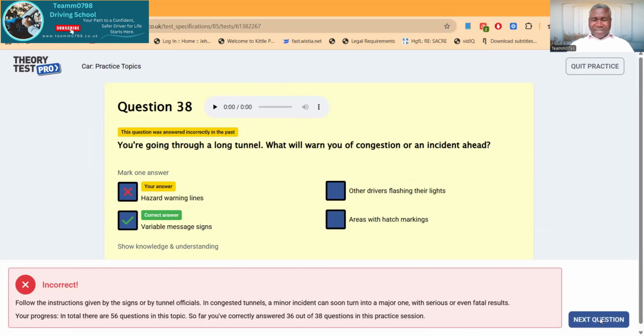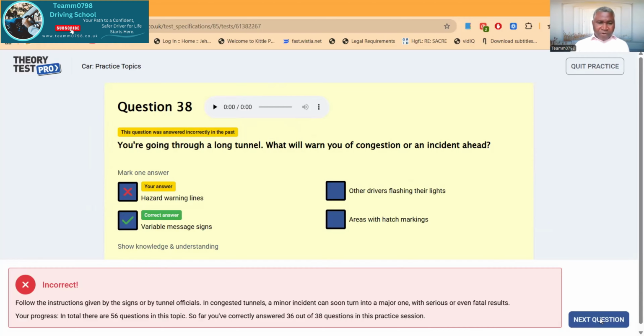Okay, so once again, let's try to memorize this answer. What will warn you of congestion or an incident ahead? Of course, it's variable message signs. Not many people will put on their hazard lights, so there could be variable message signs.